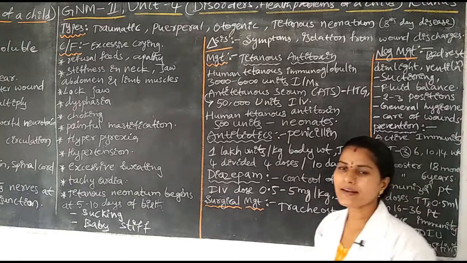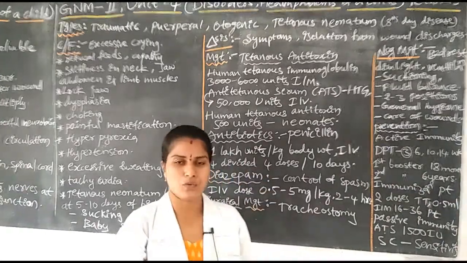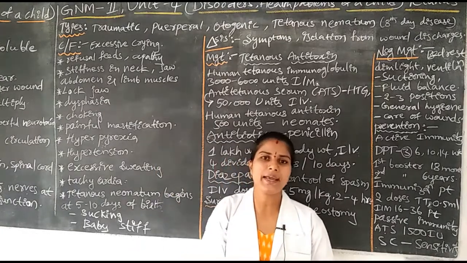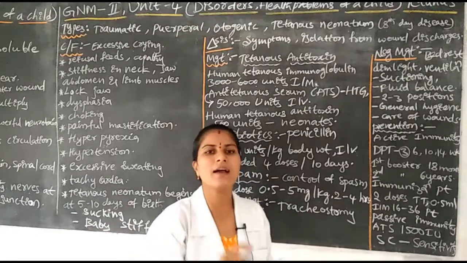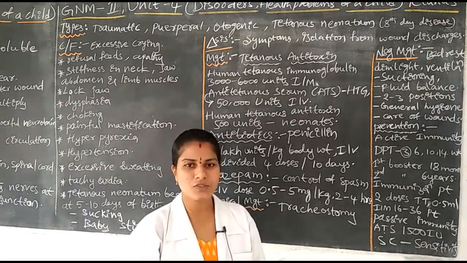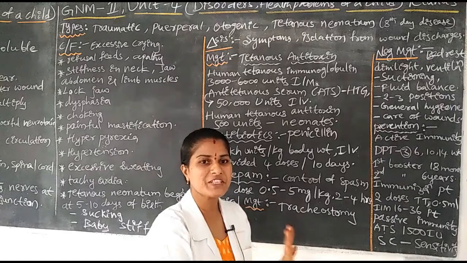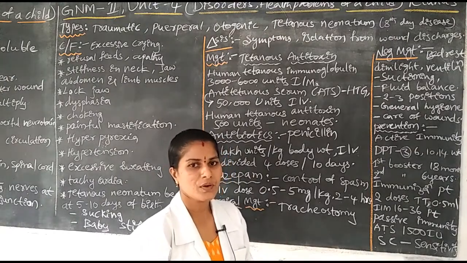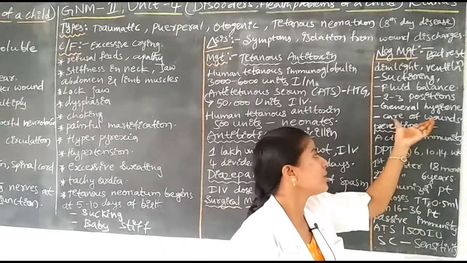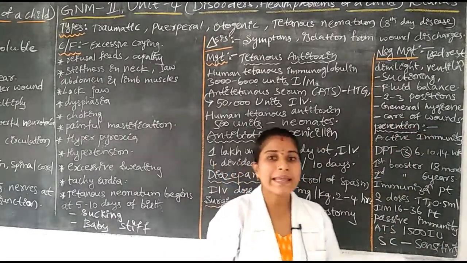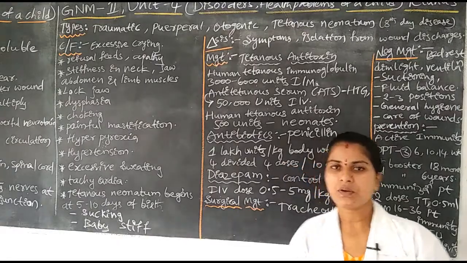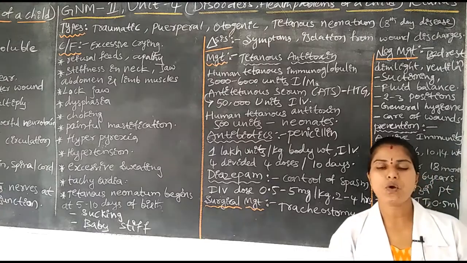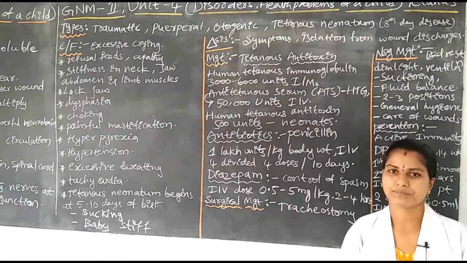Why? Because one reason is the open wounds in the body of the children. Where open wounds are there, that is a favorable route for bacteria to enter into the body. For prevention of entry into the body, we have to do the wound care. By giving wound care, the wound will heal at an early stage. This is regarding nursing management for the children who are affected by tetanus.